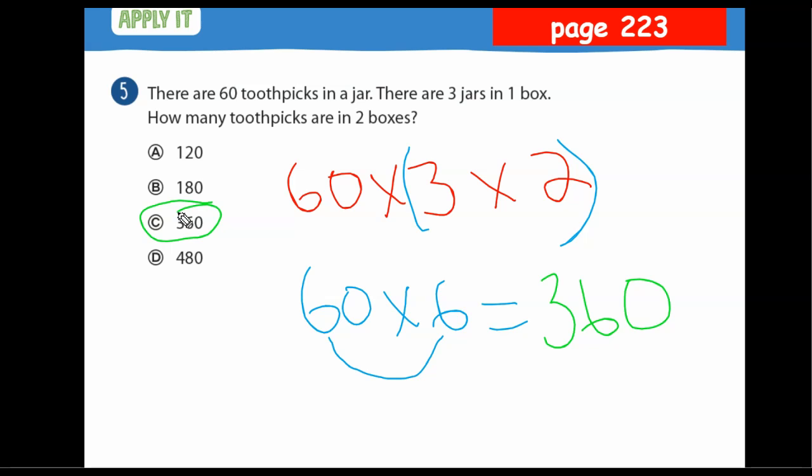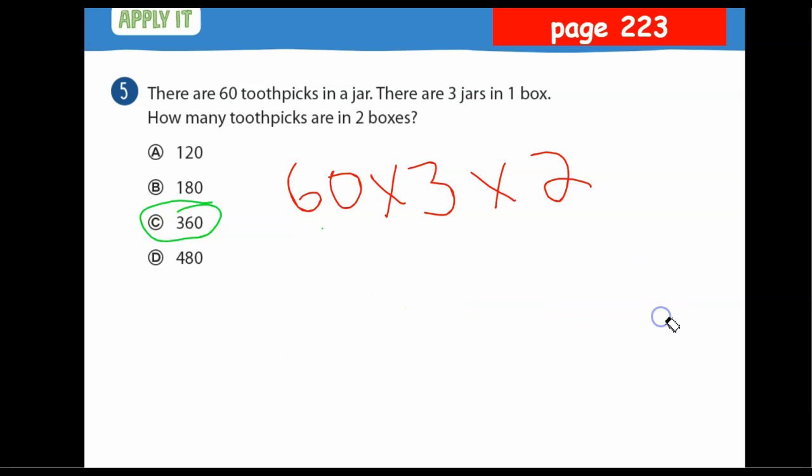Okay. Some of you would say, well, how about 60 times 3? That would be 180. And then 180 times 2. It would be a lot easier if we actually wrote it out, the whole thing like this. Okay. And use parentheses around the basic fact, which is 3 times 2, which is 6, and then multiply 60 times 6. Yes, Allison?